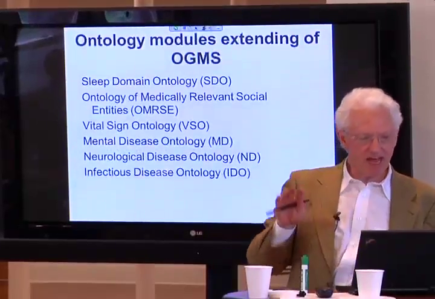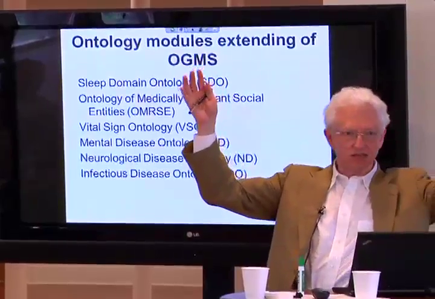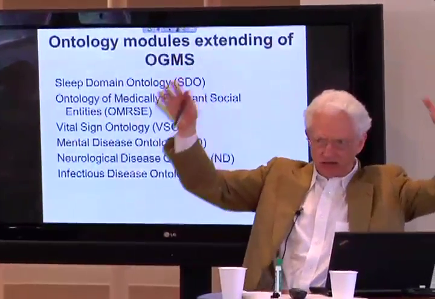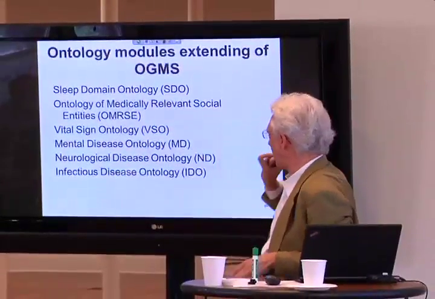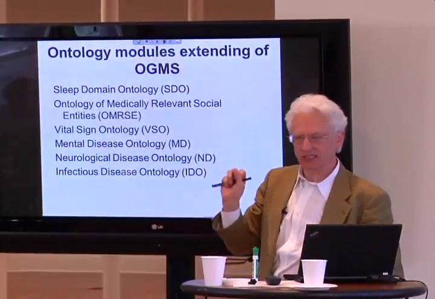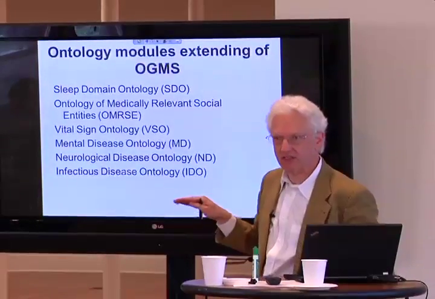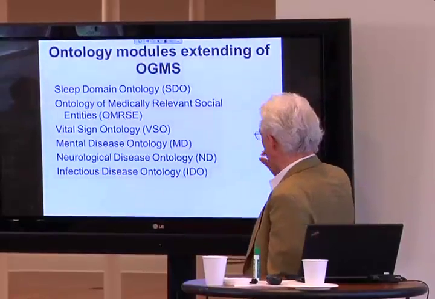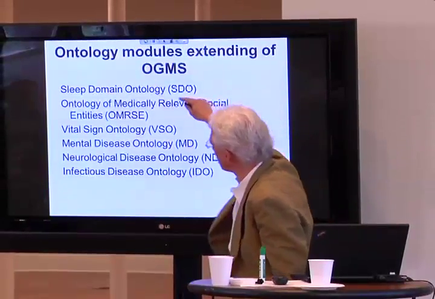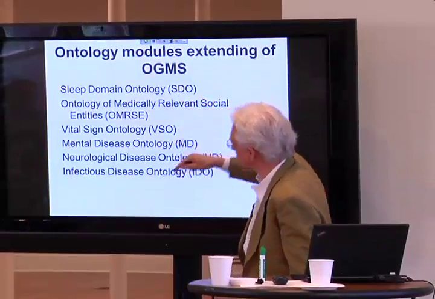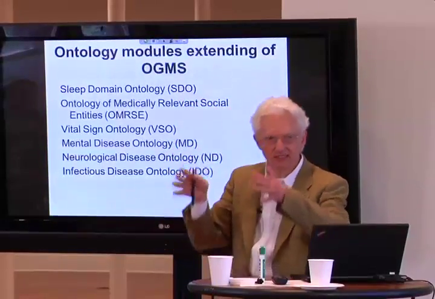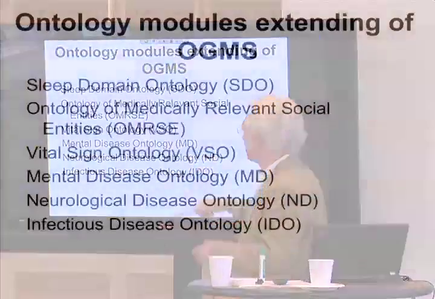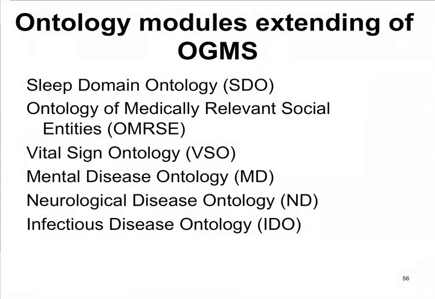All right, now, this is OGMS. It's 200 or so terms structured in a hierarchy. Every term has a very precise logical definition and an English definition. All the terms are perfectly recognizable. Everyone would understand them. And it's being used then as a starting point for more specific disease-related ontologies. So sleep or demographics or an ontology of vital signs or mental diseases.